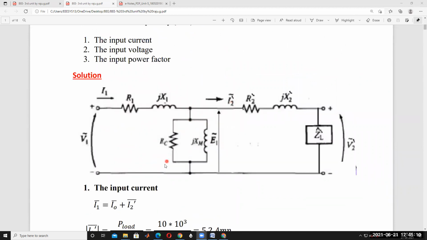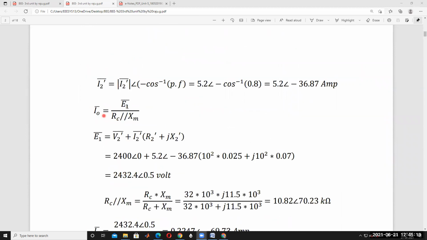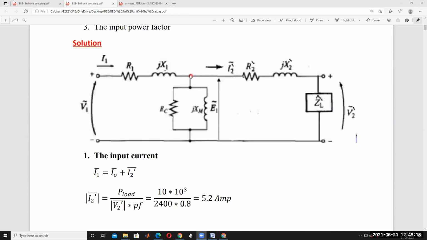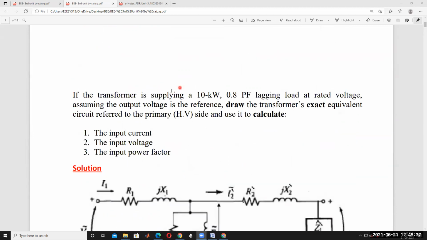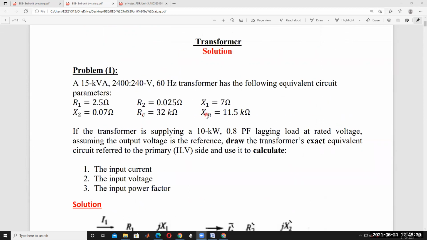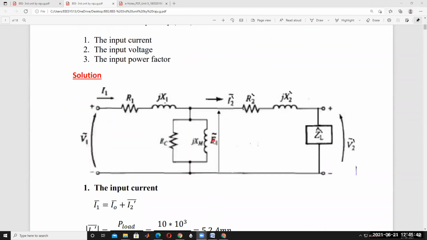And how to find I0? I0 is equal to E1 divided by Rc in parallel with jXm. I0 is the no load current flowing here, E1 divided by Rc parallel with jXm. Understand? Here the unknown is E1. Rc is known and Xm is known, as given in this problem. But we don't know the EMF induced. So how to find the EMF induced in the primary winding of the transformer?